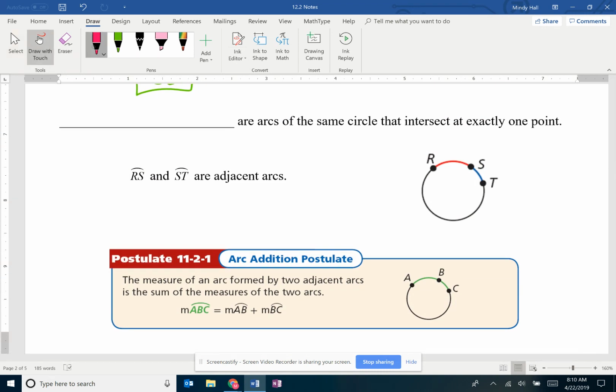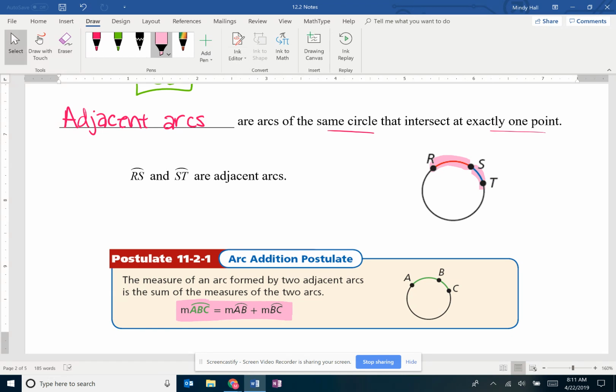So adjacent arcs are arcs of the same circle that intersect at exactly one point. So RS and ST are adjacent arcs. Remember, just like with trig, adjacent meant they were next to each other, so these arcs are just right next to each other. And the reason why we have these adjacent arcs is because we can do an arc addition where you're literally just adding two little baby arcs to make one big arc. So just keep that in mind when we talk about arcs, that you can add them together to get the full size.